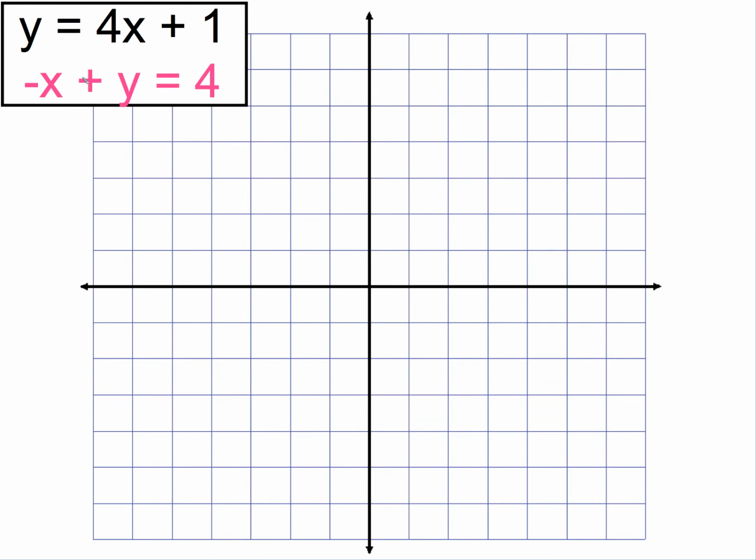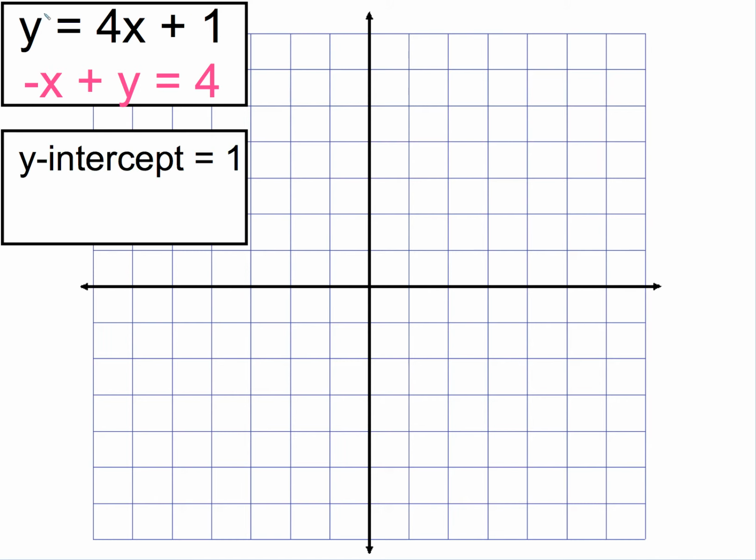Here we have two linear equations, y equals 4x plus 1 and negative x plus y equals 4. I'll quickly remind you how to graph each of these and then we'll see the intersection point. So let's first look at y equals 4x plus 1. Looking at that graph, we can figure out two things because it's in slope-intercept form. So we can figure out the slope and we can figure out the y-intercept. So let's do the y-intercept first. Notice this is positive 1 plus 1, so our y-intercept is 1.